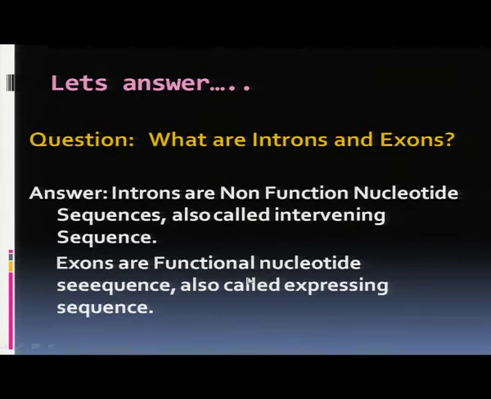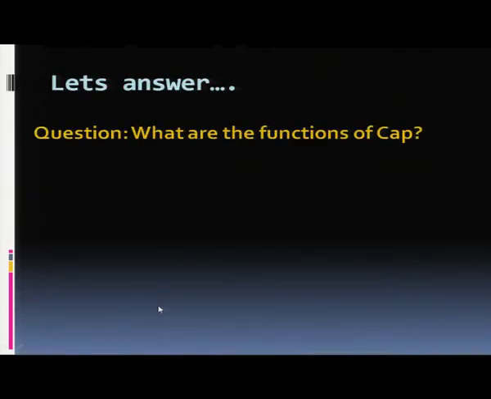And exons are functional nucleotide sequences, which are also called expressing sequences. So, exons are those parts of the RNA which actually participate in protein synthesis, which is why they are also called expressing sequences. The next question is, what are the functions of the cap?